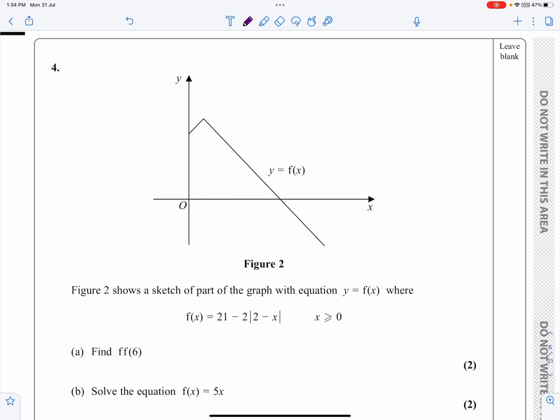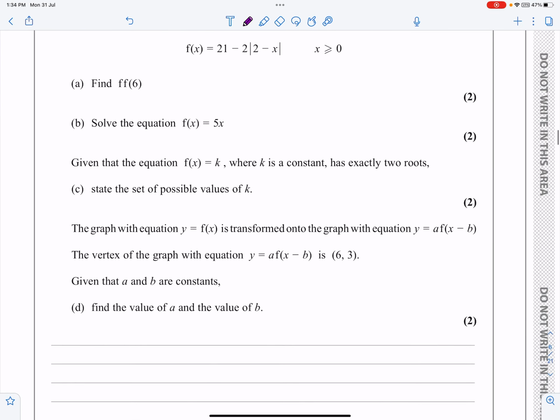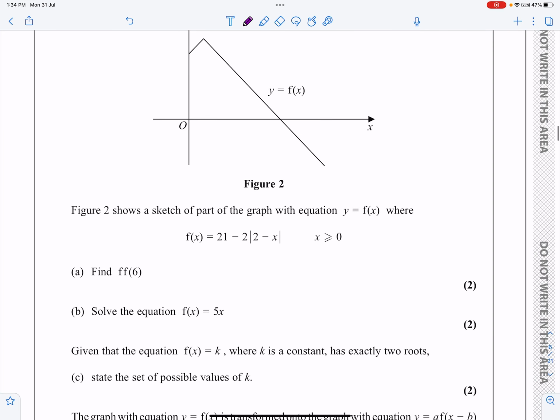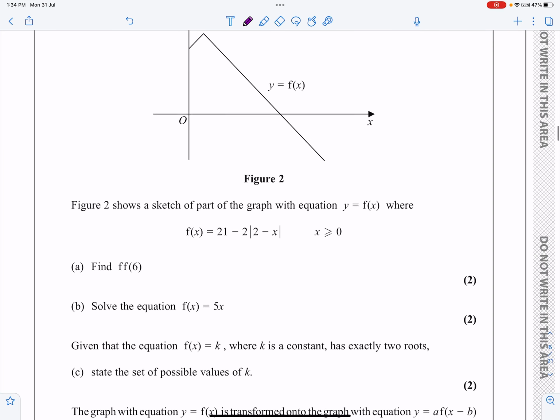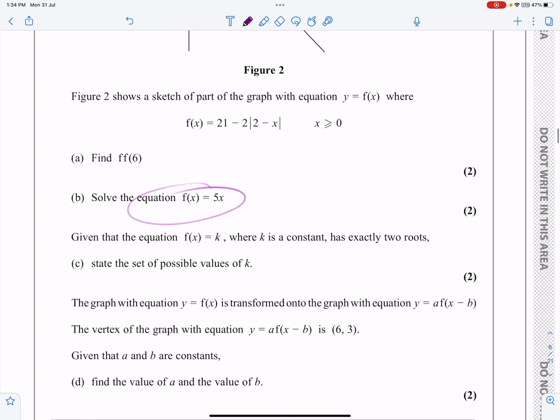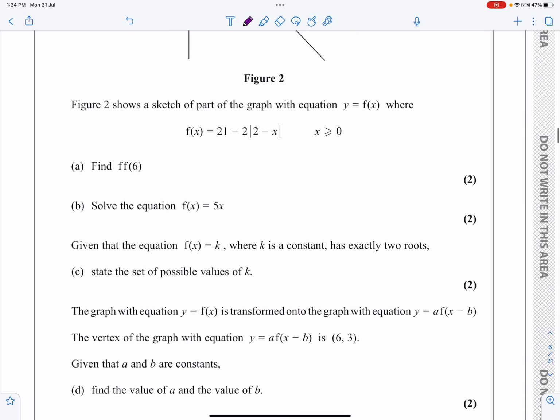Okay, this is the P3 paper from October 2020. It's question number 4. As you can see by looking at it, it's a modulus question, functions and graphs. We've got some solving modulus problems in here, and the last part we've got some combining transformations. Only worth 8 marks, and yet a really tough 8 marks to find.